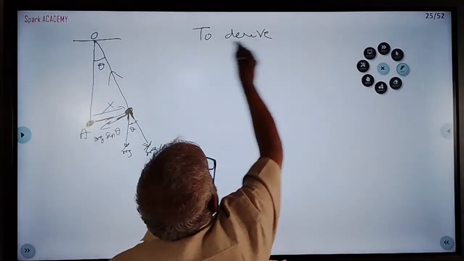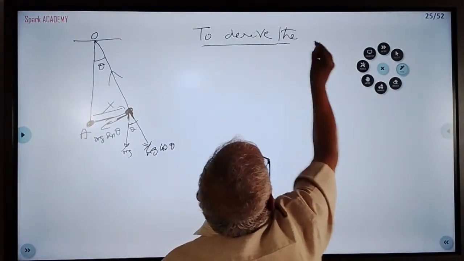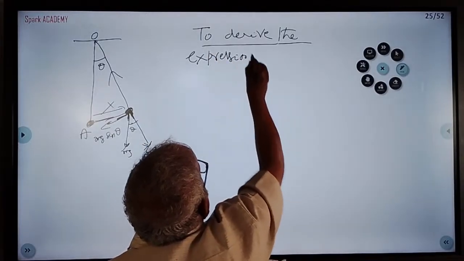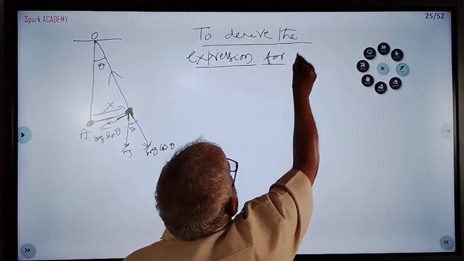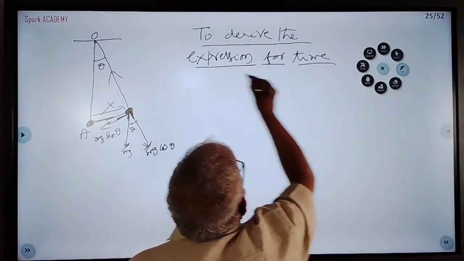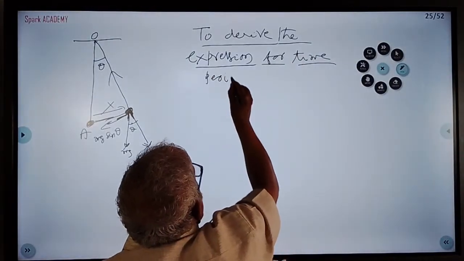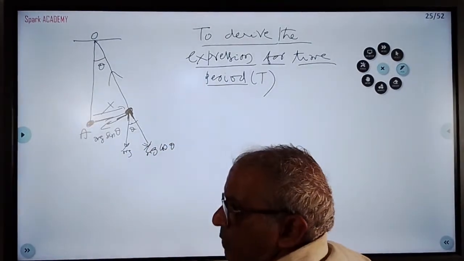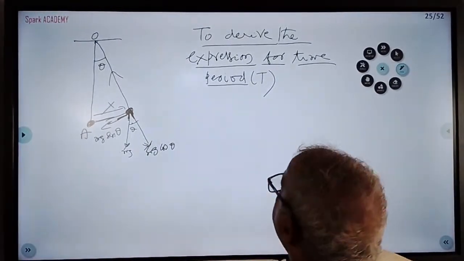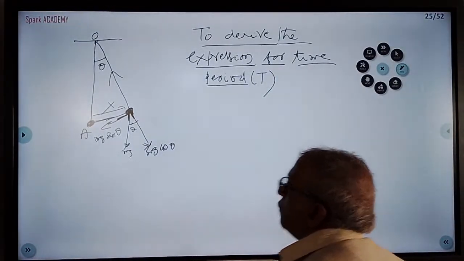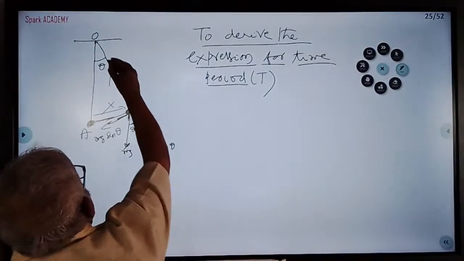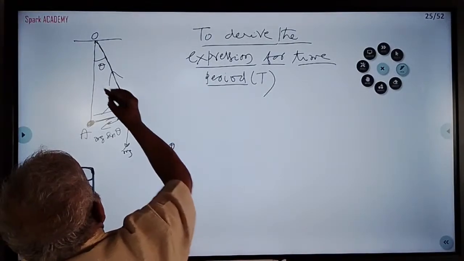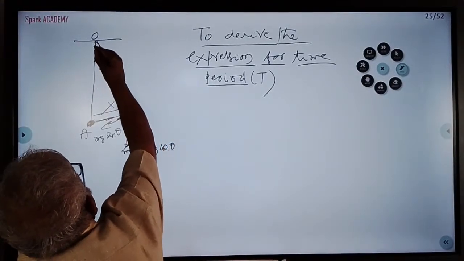To derive the expression for time period. In this only we will get that oscillations are simple harmonic. Time period means time taken to complete one oscillation. Time period T. So what we are doing is, pendulum is there.